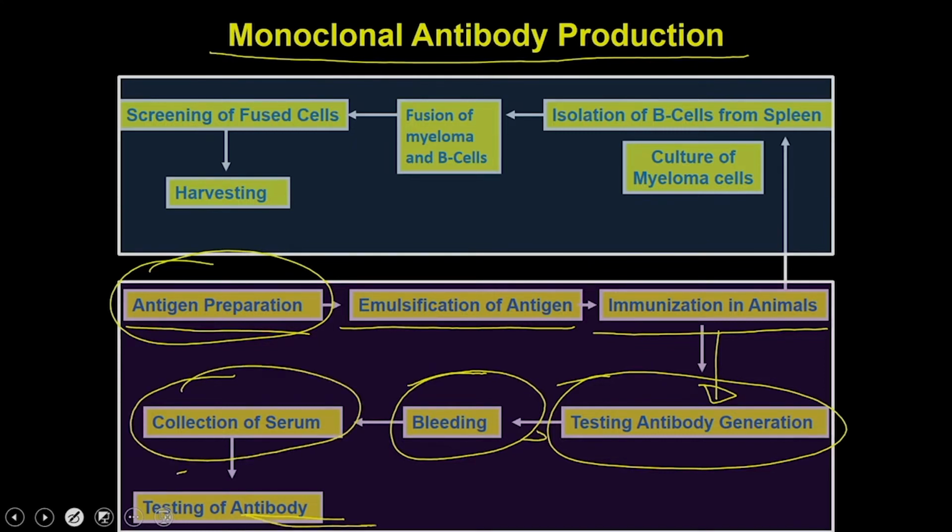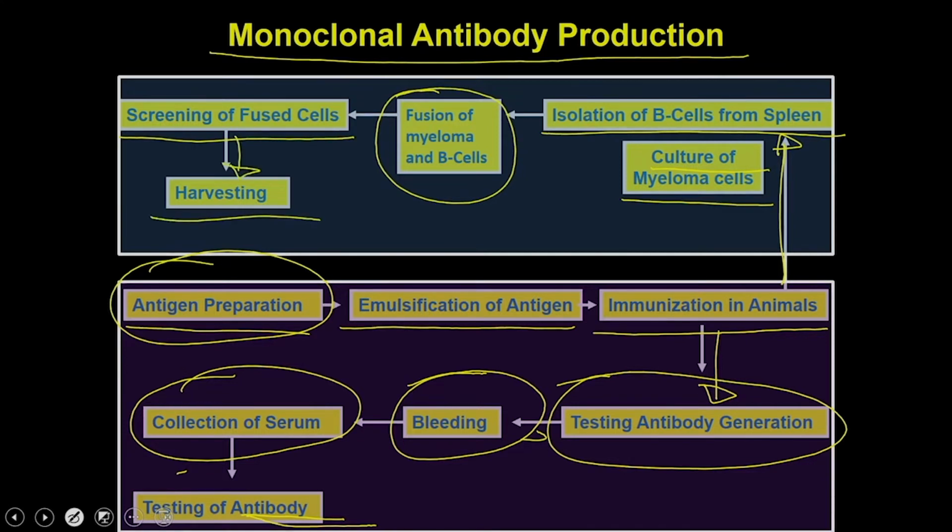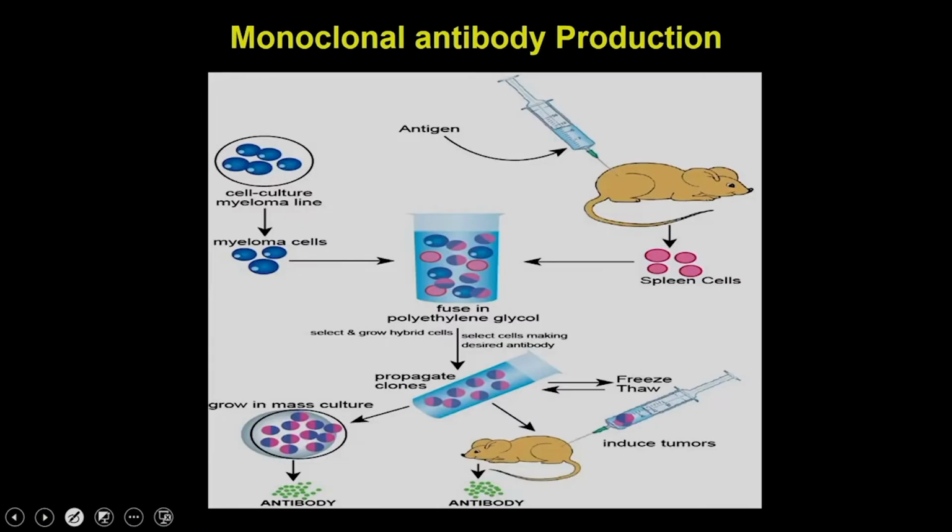So, once you test that a sufficient quantity of antibodies is present in this particular animal, then you take this animal and prepare the B cells from the spleen, and then you also culture the myeloma cells, and then you fuse the myeloma and the B cells to form the hybridomas, then you screen the fused cells, and then ultimately you are going to harvest the monoclonal antibodies from the single clone. Let us see how to do these procedures.